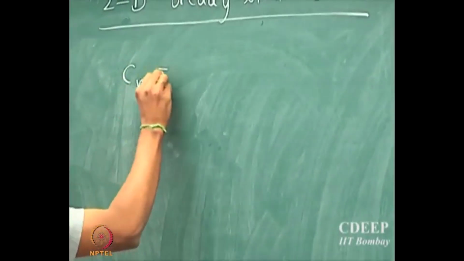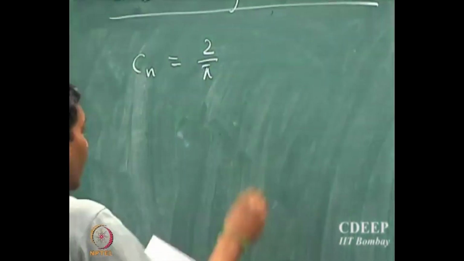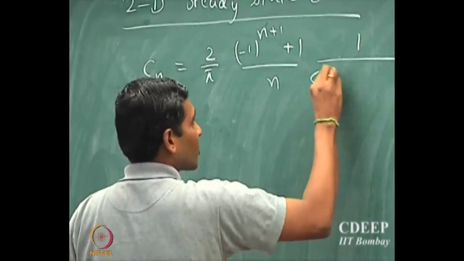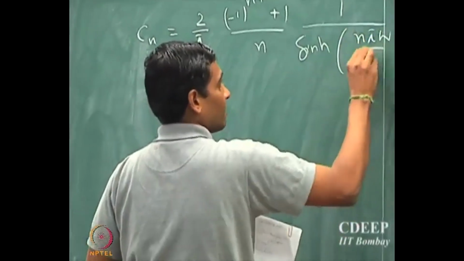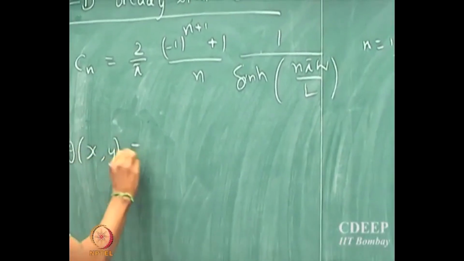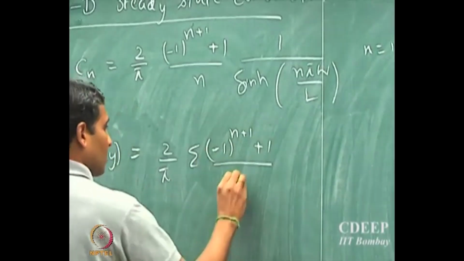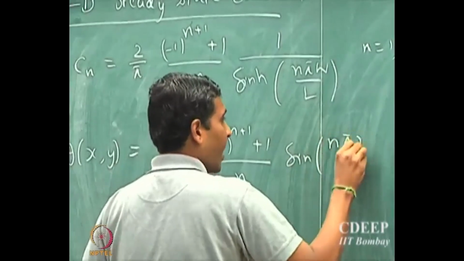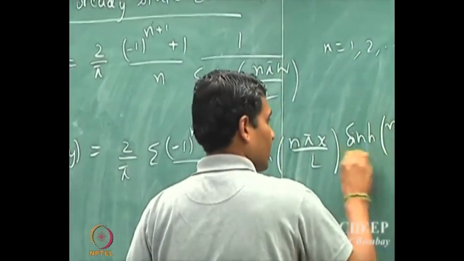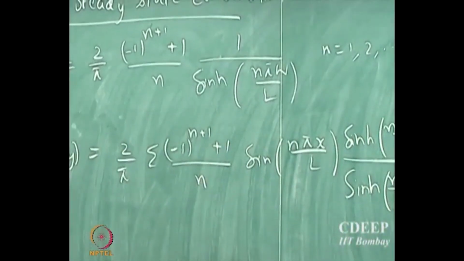So we said that Cn, which is the coefficient in front of the series summation expression, is given by 2 by pi, minus 1 to the power of n plus 1 by n, into 1 by sine hyperbolic n pi w by L, n going from 1 to 3 etc. And the solution is 2 by pi, sum of 1 by n, sine n pi x by L, sine hyperbolic n pi y by L, divided by sine hyperbolic n pi w by L. Okay. So that's the solution.